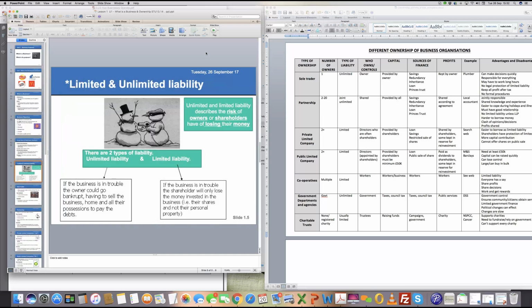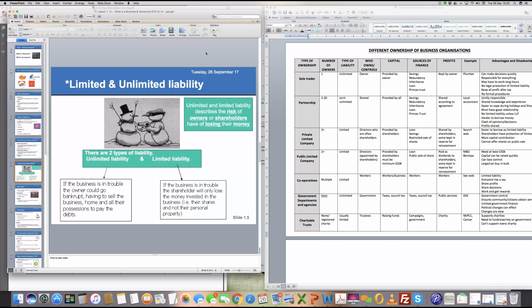Now, the other bit that we need to understand in terms of classification is what is limited and unlimited. Why do we add the word limited to a business? Why do some businesses get called LLC, limited liability company? These are the terms we need to understand. The classification of private and public is understood.